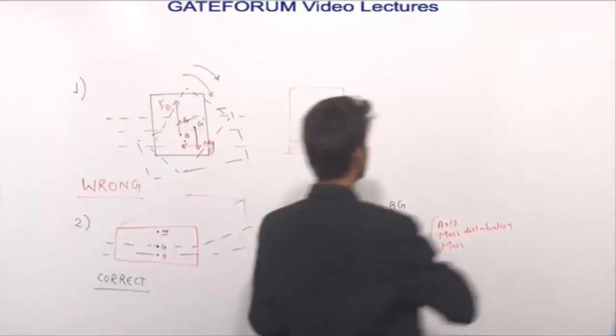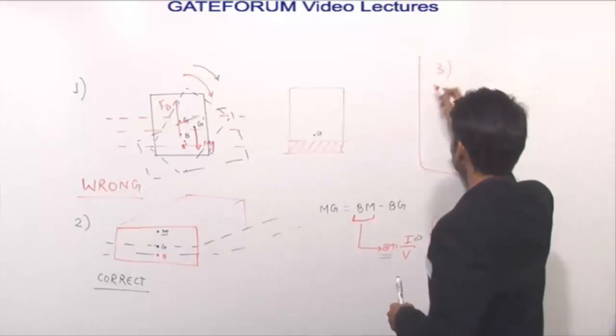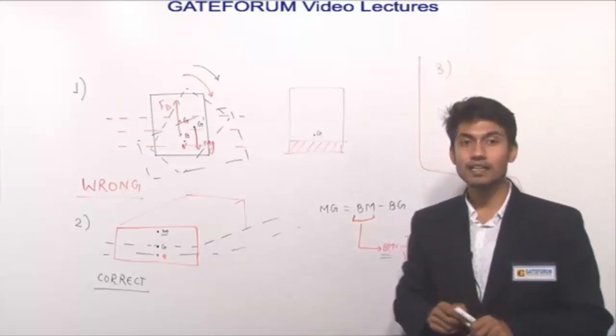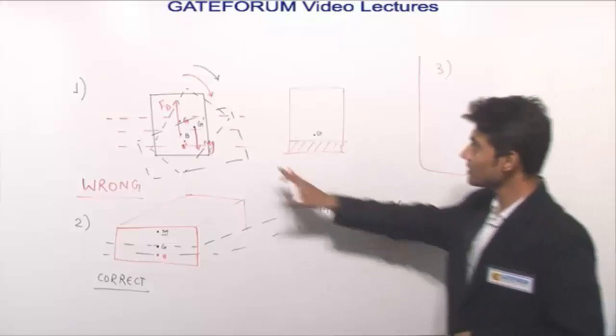Now we'll move to statement number 3. What is statement number 3? Statement number 3 is, for cargo ships the metacentric height varies with loading. Now it is a very general statement.